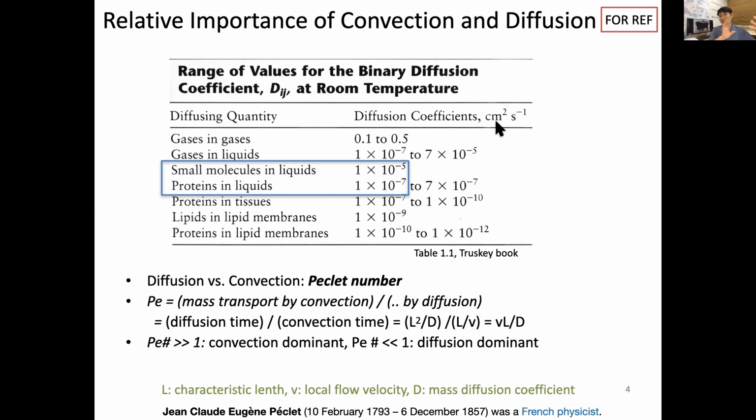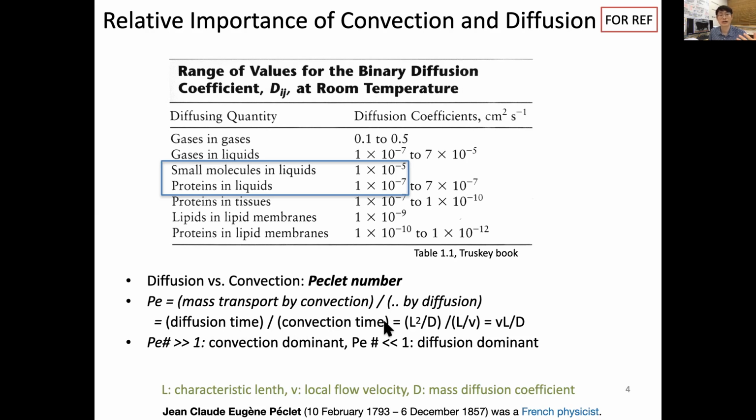And so we are discussing diffusion versus convection. The French physicist Jean Claude Eugène Péclet defined this ratio. Likewise, we previously defined the Reynolds number, which is inertial force versus viscous force. Péclet defined the ratio of mass transport by convection versus mass transport by diffusion. It's pretty simple: mass transport is inversely related to the time scale, so it becomes diffusion time divided by convection time.